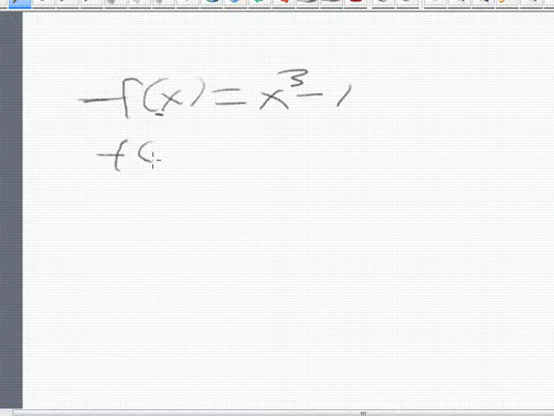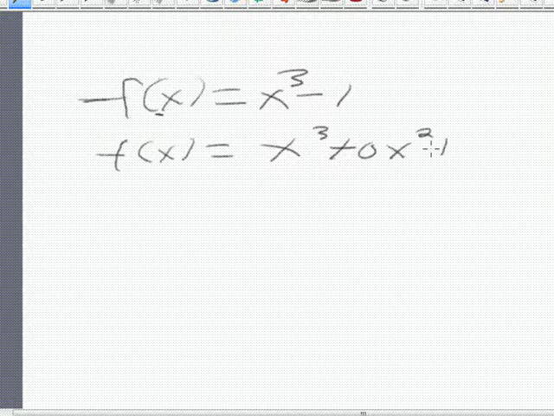Before you ever use synthetic division, you want to make sure you have what we call full representation: plus 0x squared plus 0x minus 1. I did that simply because I don't have any x squareds or any x's. Even when you divide, you should do the same thing here.